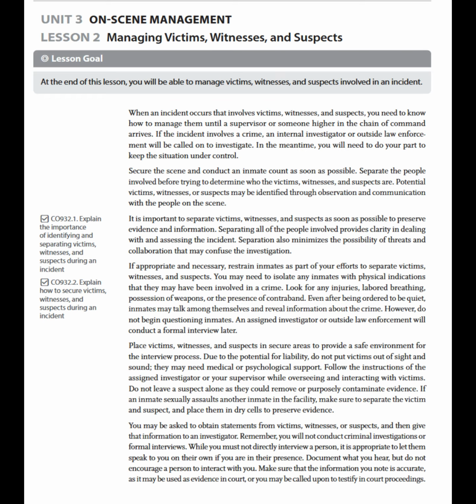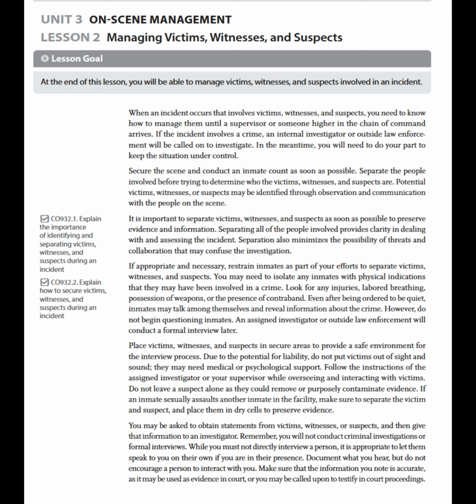When an incident occurs that involves victims, witnesses, and suspects, you need to know how to manage them until a supervisor or someone higher in the chain of command arrives. If the incident involves a crime, an internal investigator or outside law enforcement will be called on to investigate. In the meantime, you will need to do your part to keep the situation under control.